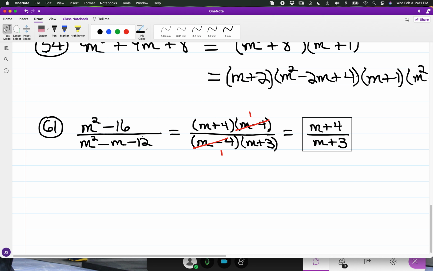And now, regarding the restricted values, again, the denominator cannot be equal to 0. And if this trinomial cannot be 0, then neither can its factors.